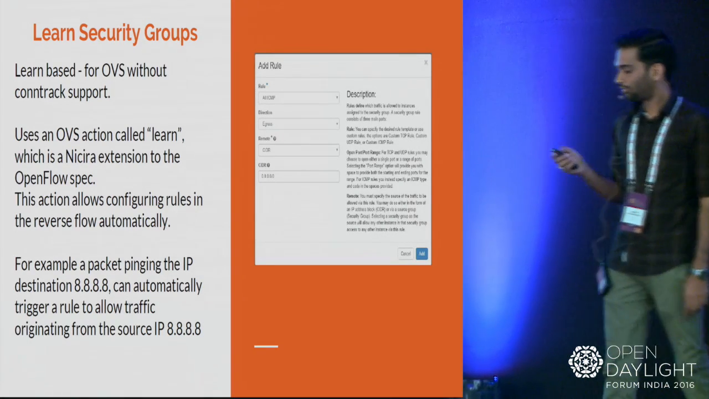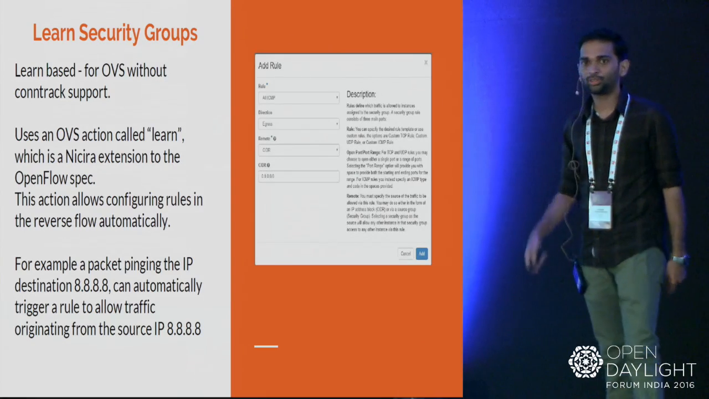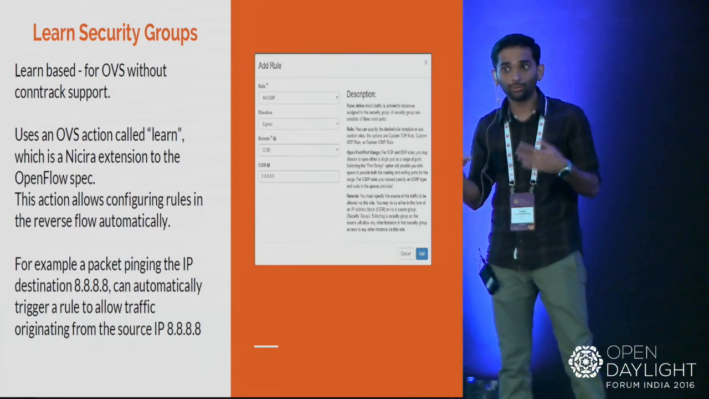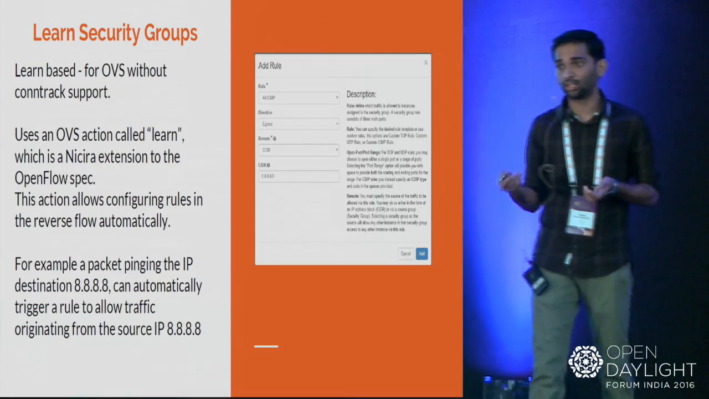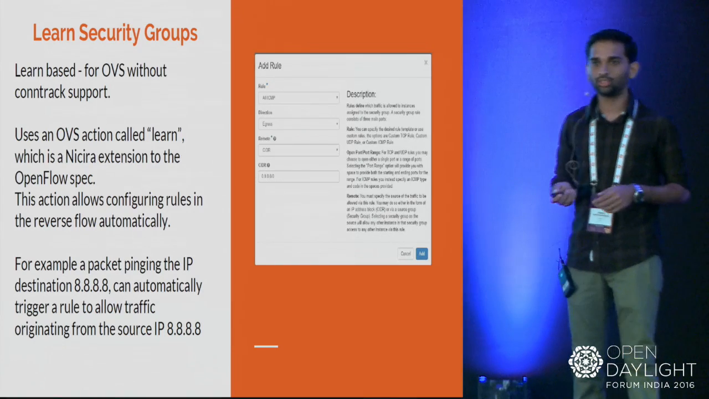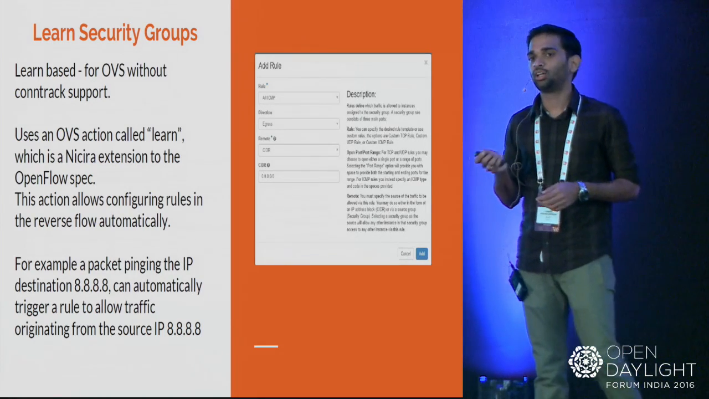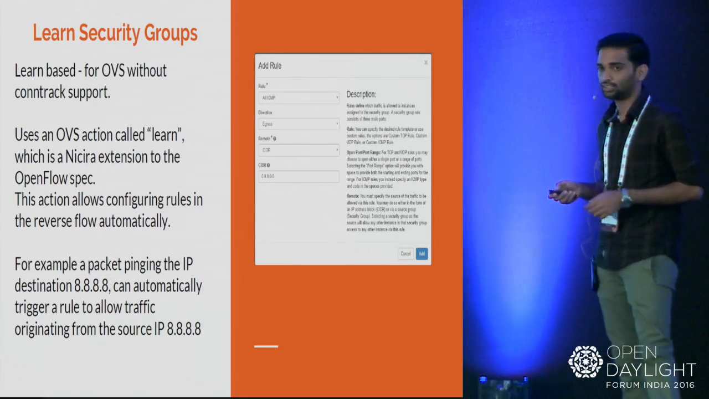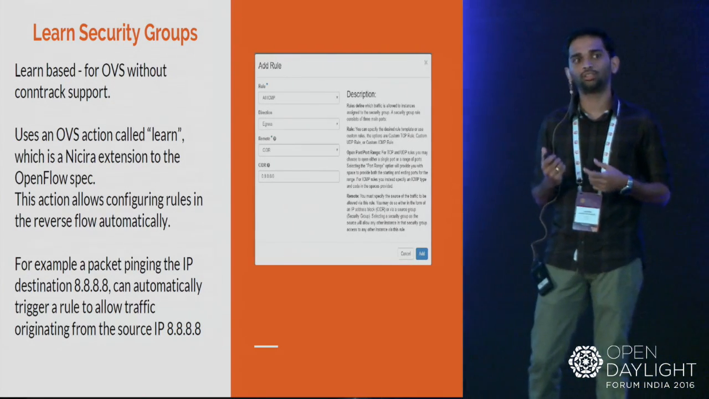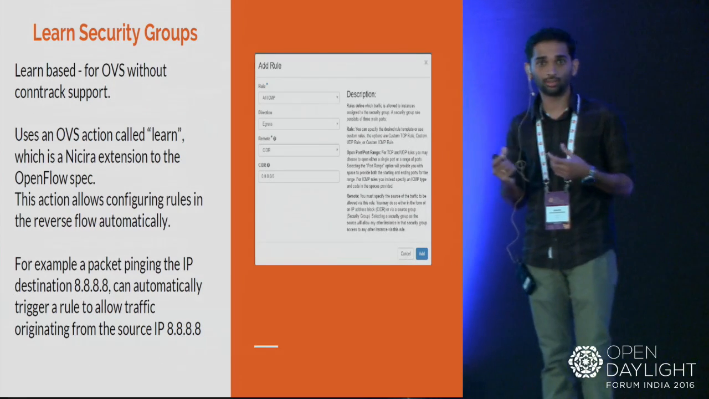Now we'll go to the learn mode. As I told, when you are allowing an egress, you require the traffic coming back to be allowed by default. One way, which we have already seen, is to use the stateful mode. Now this is another way of realizing it. How it is different is that this achieves it through something called a learn rule.